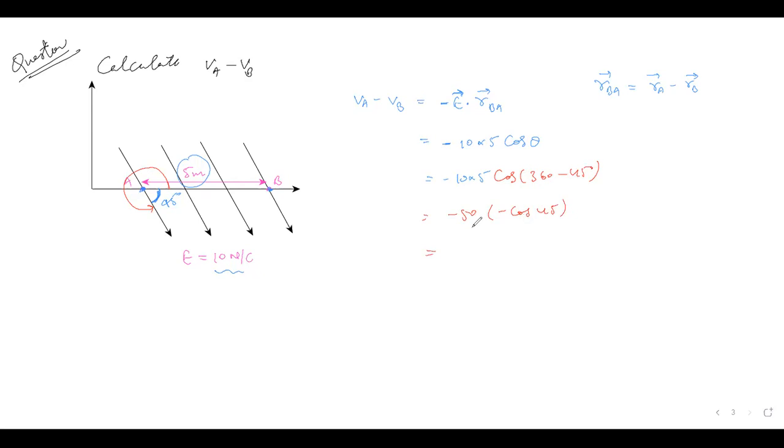And now minus minus will be plus. I mean, it will be plus 50 into cos 45. And cos 45 is 1 by root 2. And I am going to write here 50 over root 2 volt. Okay. This is your answer. Note it down. This is the final answer, VA minus VB. Note it down, please. Okay.